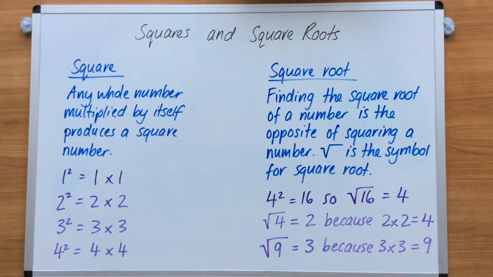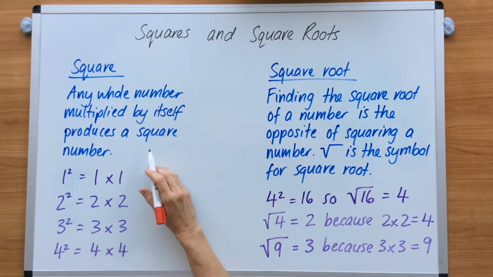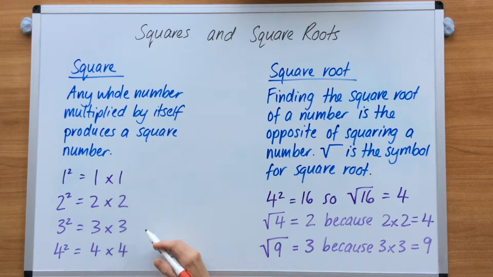In this video, we're going to take a look at squares and square roots. Both have a relationship with each other, so they both work together. Let's have a look at squares over here. Any whole number multiplied by itself produces a square number. I've got some examples here.